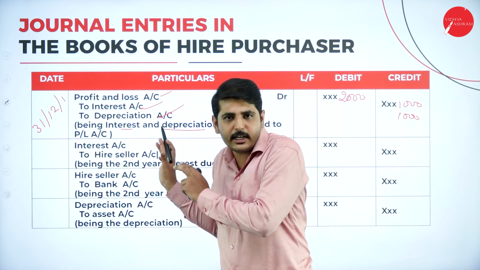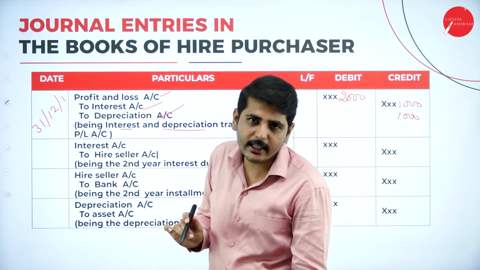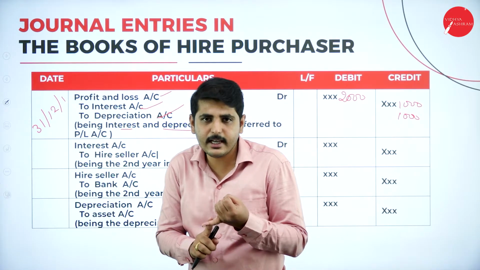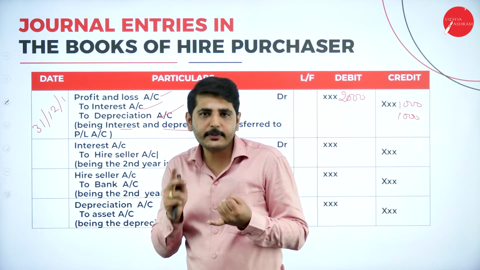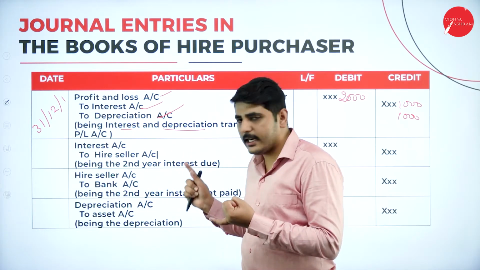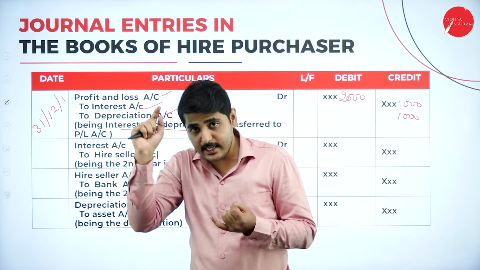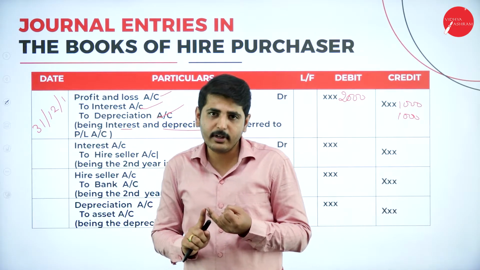Now, see these entries for the first year. Once again I am repeating. First one is for purchasing the asset: asset account to hire seller account. Next one is making the down payment. Who is the receiver? Hire seller. Hire seller account to bank account, the second entry, for the down payment.